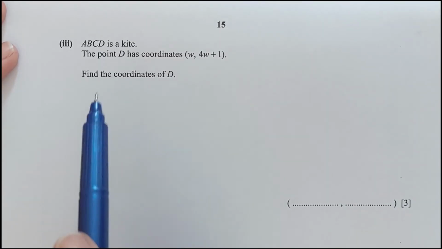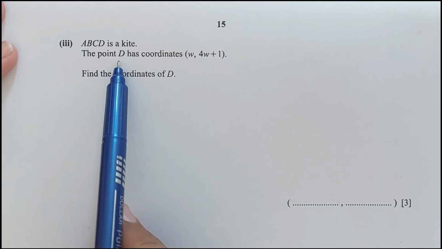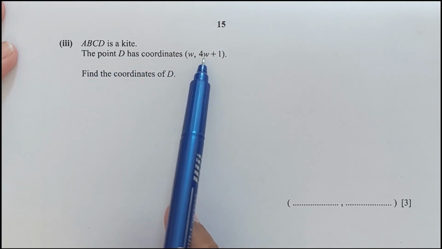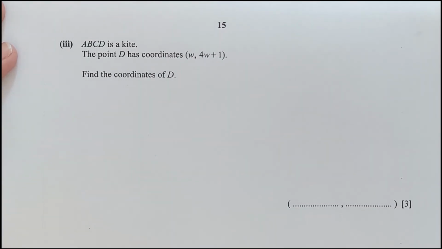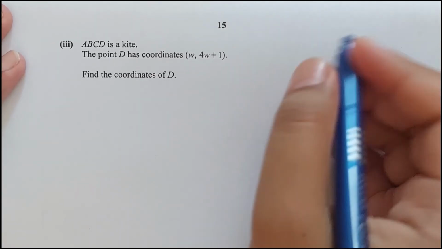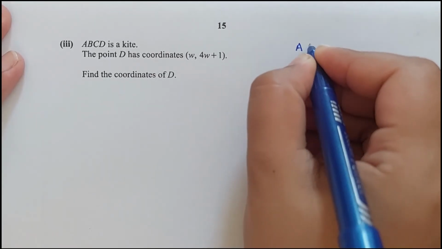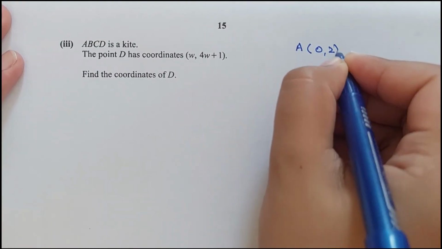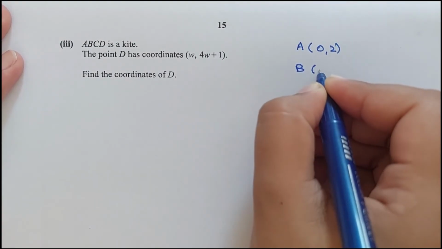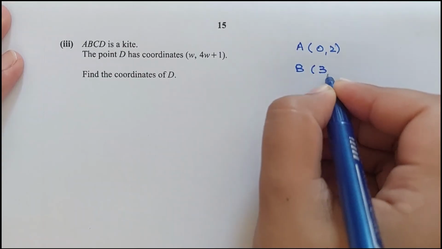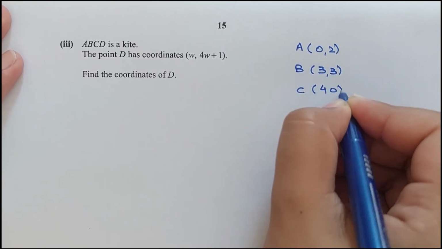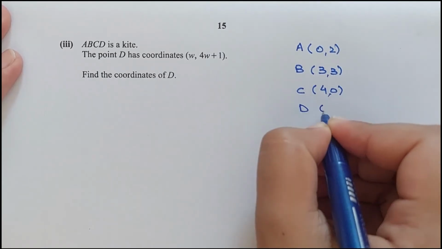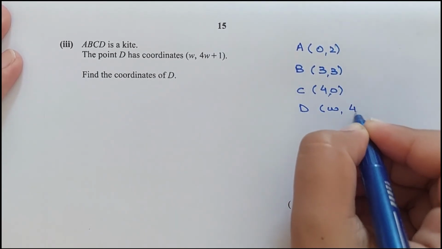Now for the third part of B, ABCD is a kite. Point D has coordinates (w, 4w plus 1). Find the coordinates of D. So ABCD is the kite we have been given. So let me draw the shape of the kite. A we have is (0, 2). B is (3, 3). C is (4, 0). And D we have been given is (w, 4w plus 1).